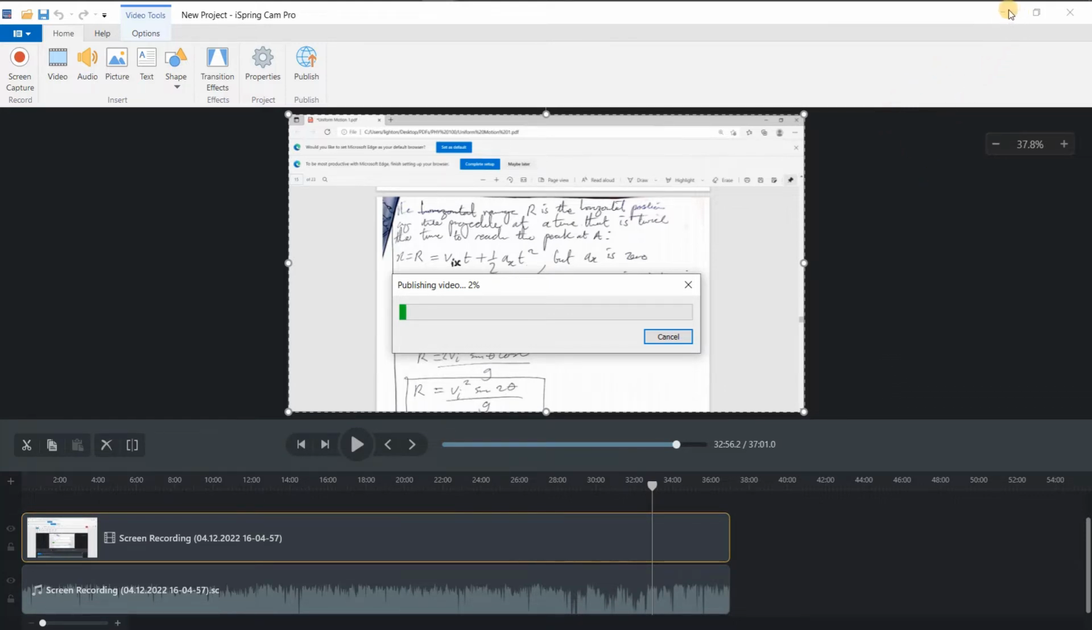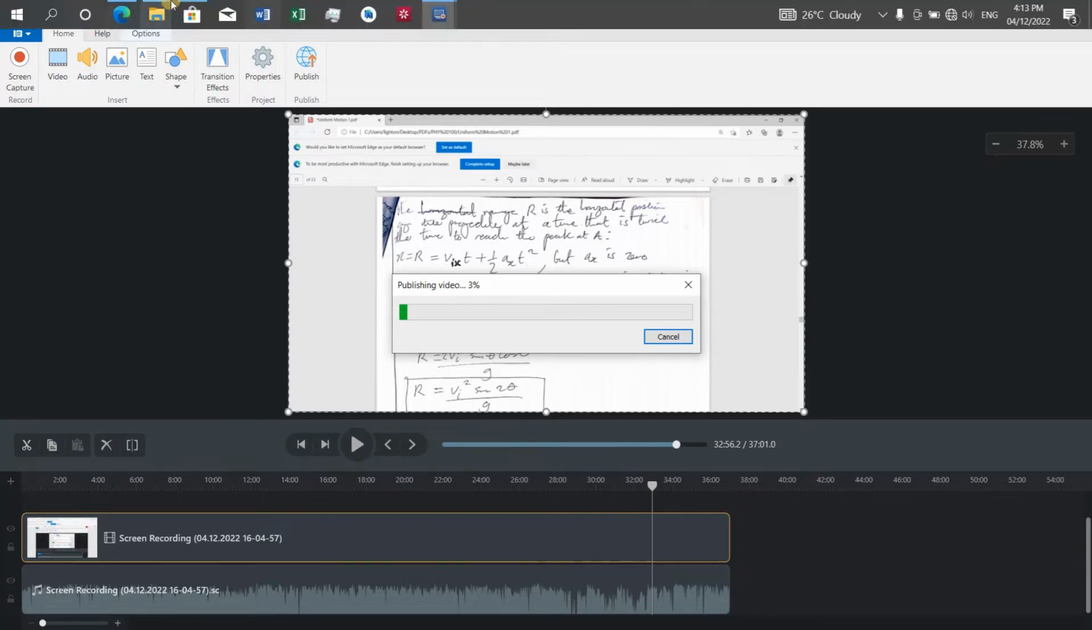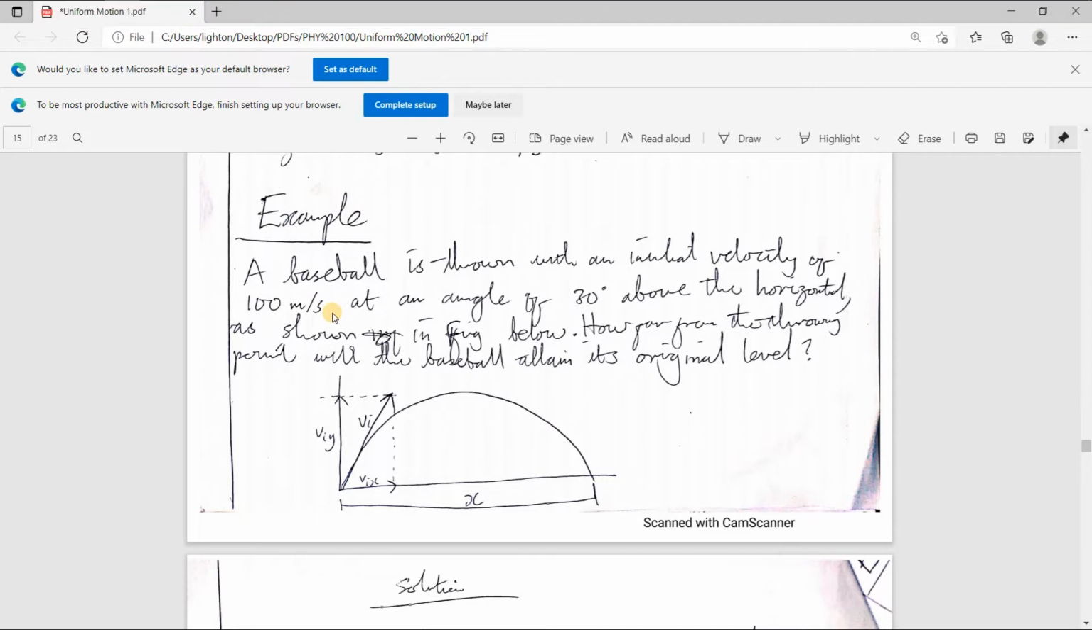All right, let's look at some open files here. So what you have here is the first question, which is talking about a baseball thrown with an initial velocity of 100 meters per second. You all know what a baseball is.